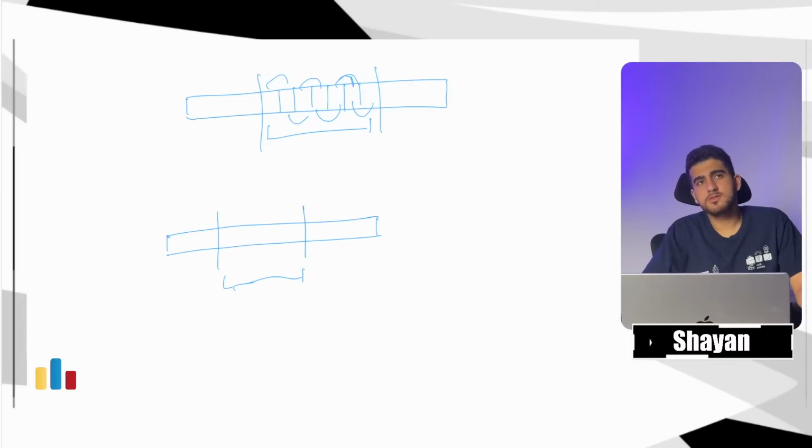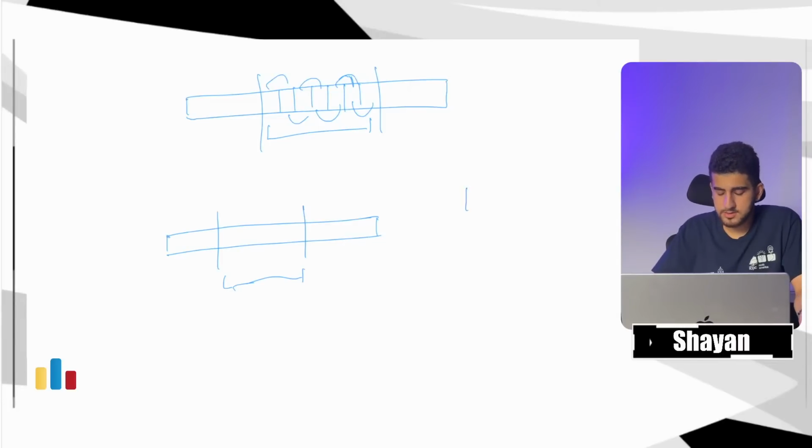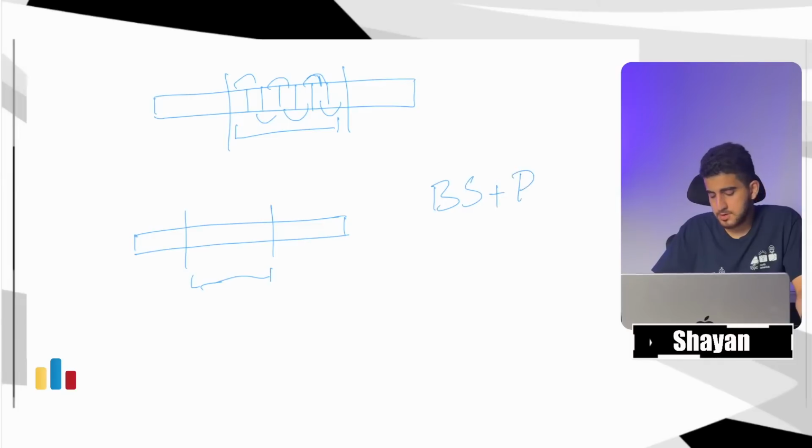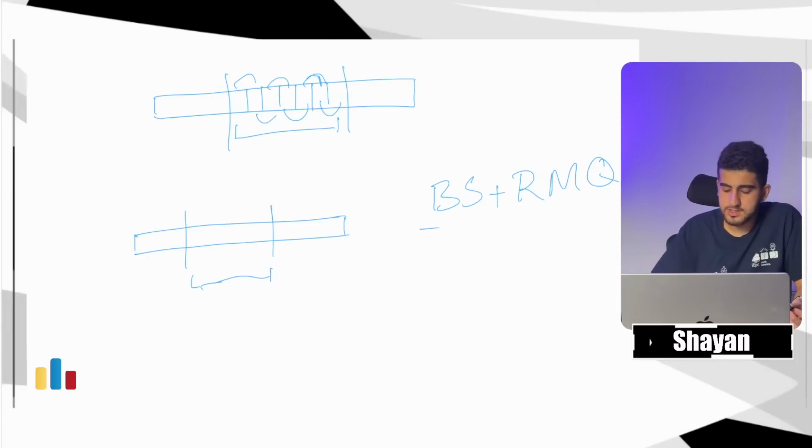And there are many ways to calculate that. I think we can either use segment tree or we can use RMQ, and we can use a BS over it. For example, we can use a BS plus RMQ. I have not implemented it, but this is what is in my mind.